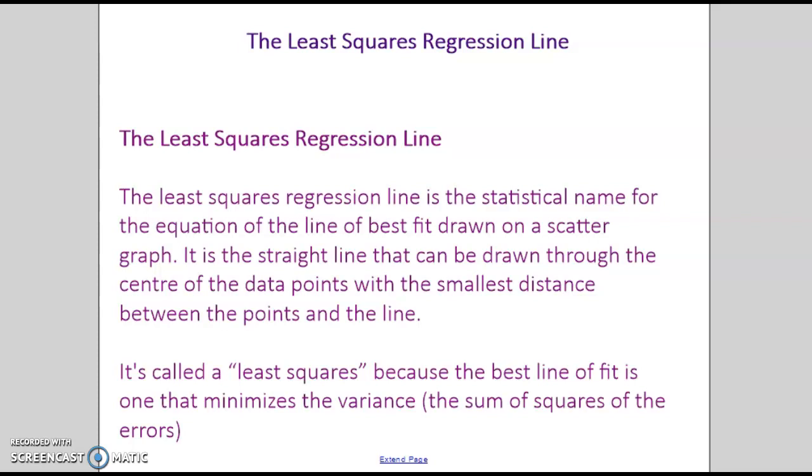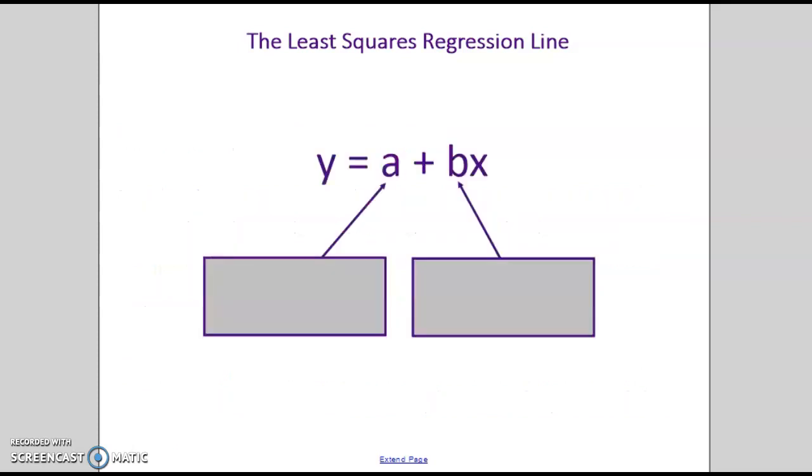So you should know that the equation of any straight line is y equals mx plus c, where m is the gradient and c is the y-intercept. Now I have absolutely no idea why, but when we look at the least squares regression line, we change that mx plus c to a plus bx. I have absolutely no idea why we've got to change that equation, and we can't just carry on using mx plus c, but you need to be aware of this new name for it.